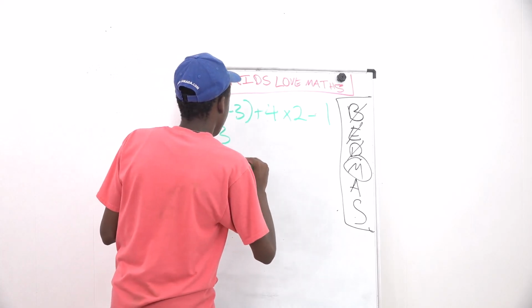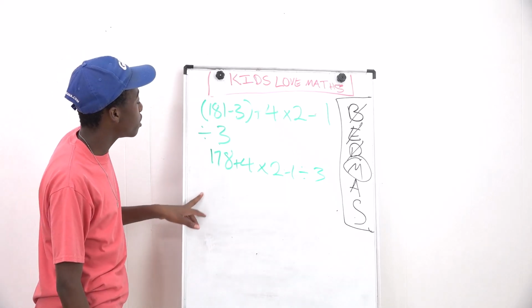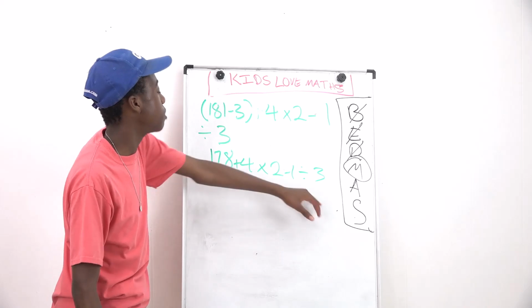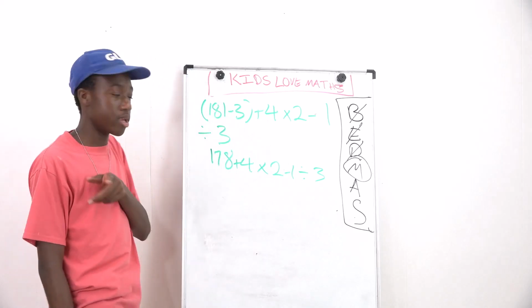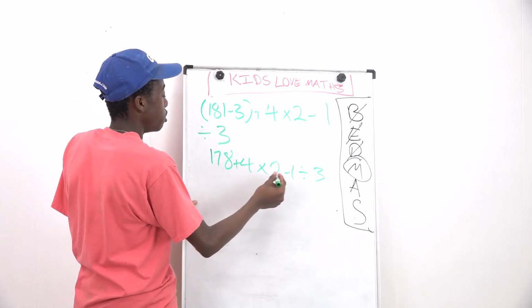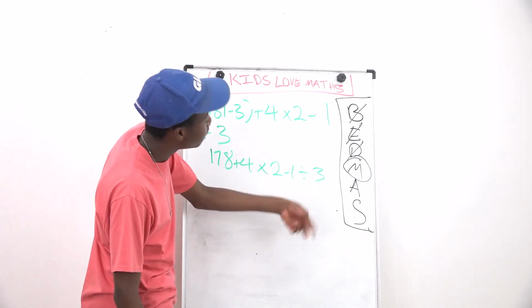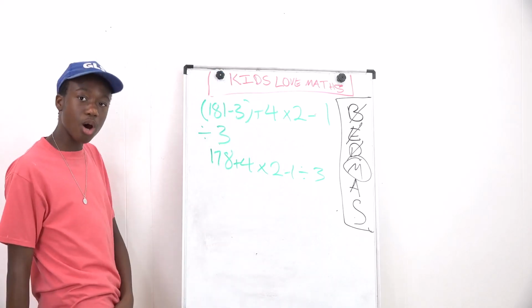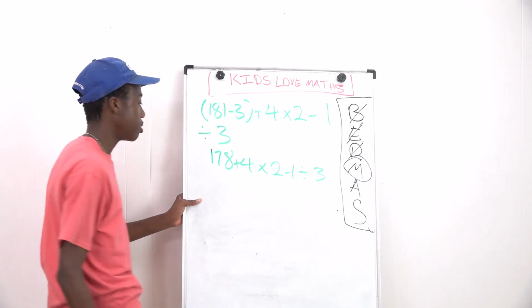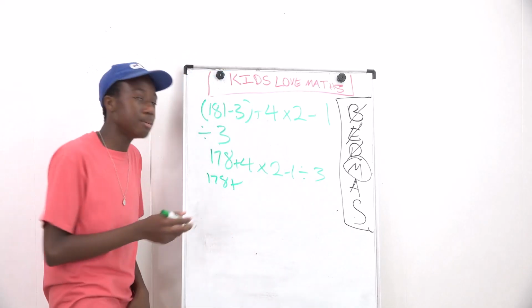So, we now put the rest of our question. Well, what do we do now? 178 plus 4 times 2 subtract 1 divided by 3. Well, multiplication comes before division. So, we're going to do multiplication first. 178 plus 4 times 2.